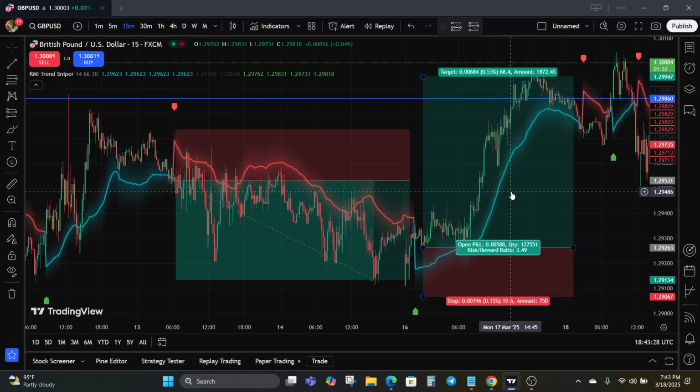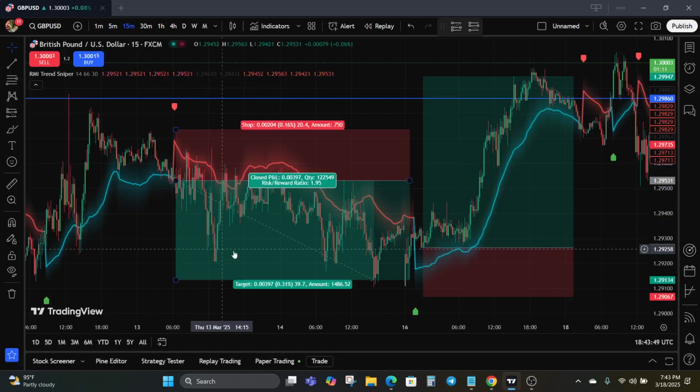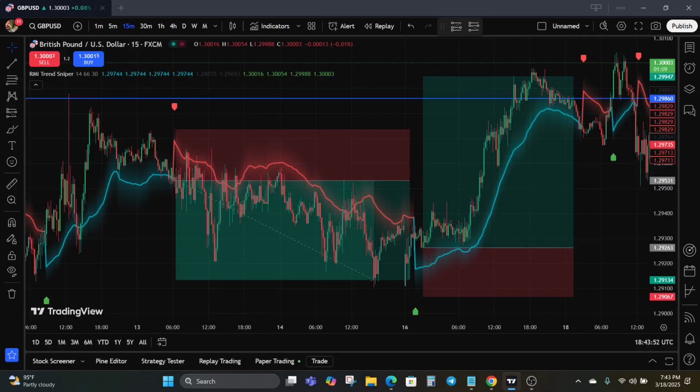Okay, when you get a signal from the RMI Trend Sniper, do not just jump into the trade. First of all, get a confirmation first, right? Once you get your confirmation, then you can ensure that your risk to reward ratio is good before you proceed to entering that trade. All right, so this indicator helps you to get trend confirmation and to filter out weak signals. And then the indicator can suggest potential trade entry points.